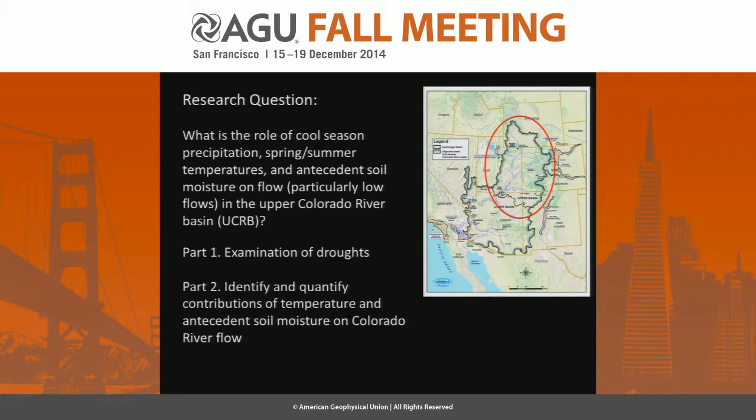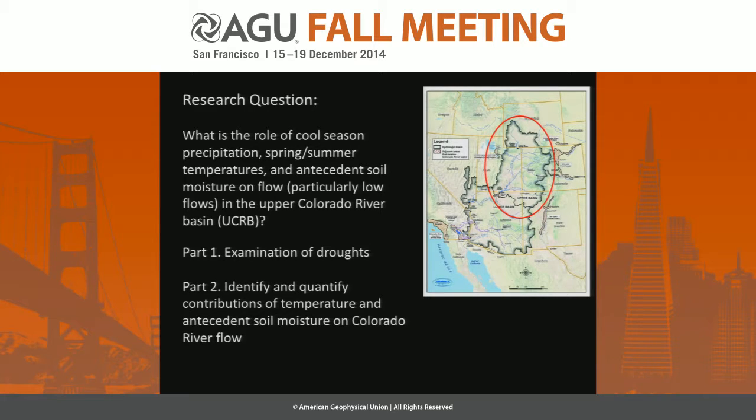So we're just starting out. This is the first question we're asking. We're trying to take a look at the role of cool season precipitation, spring and summer temperatures, and antecedent soil moisture. That is the soil moisture in the fall before the runoff, particularly addressing low flows in the Colorado River Basin. So the basin we're looking at up here is the upper Colorado River Basin.